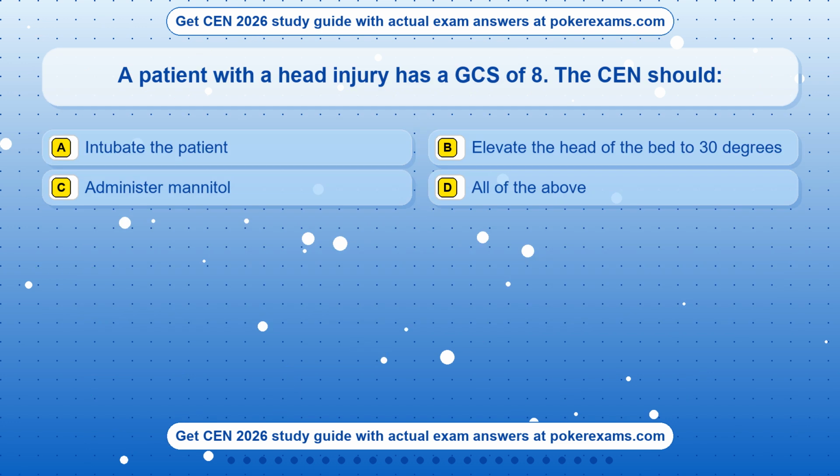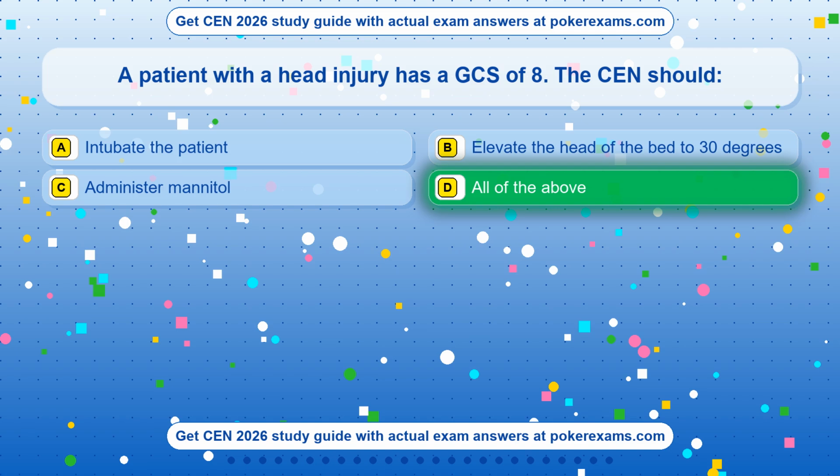Question 25. A patient with a head injury has a GCS of 8. The CEN should: Option A, intubate the patient. Option B, elevate the head of the bed to 30 degrees. Option C, administer mannitol. Option D, all of the above. The correct answer is option D.